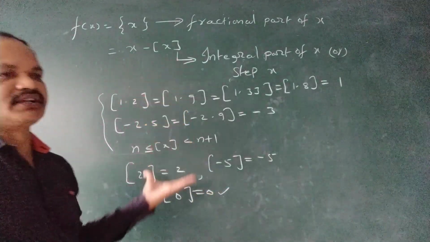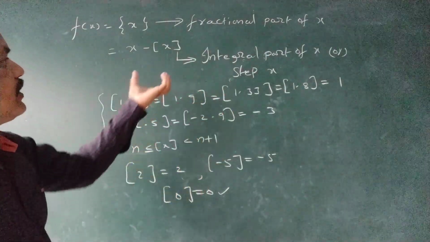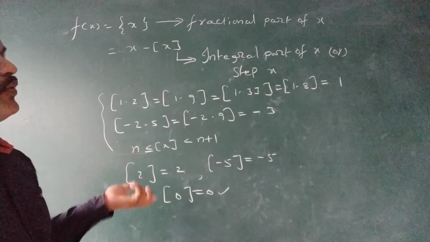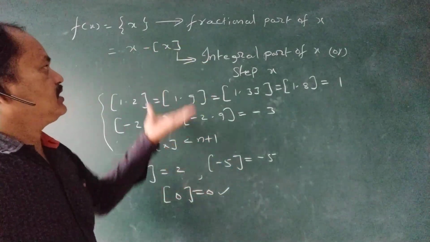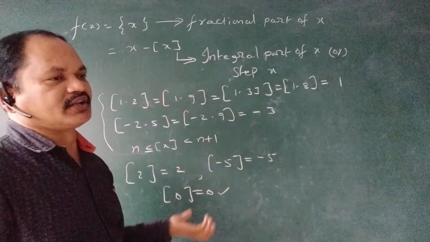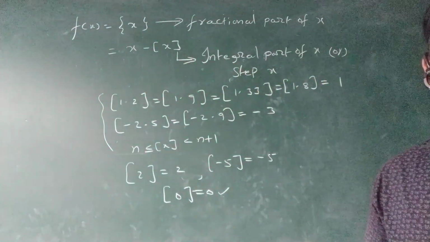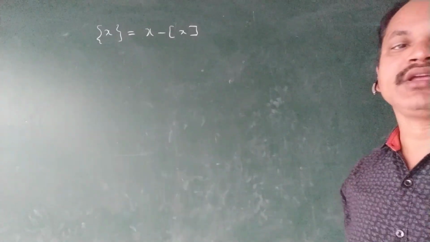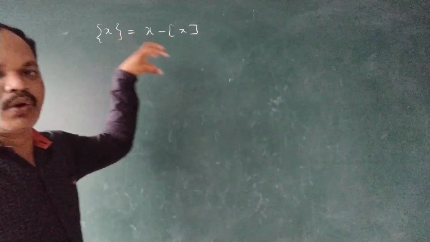So this is the derivation part of the integral part of x. Now we are going to the fractional part of x. These are the descriptions of the fractional part of x and the integral part of x. Now we are going to the fractional part of x definition. Now this is the fractional part of x. That's why the domain for this one is all real numbers.